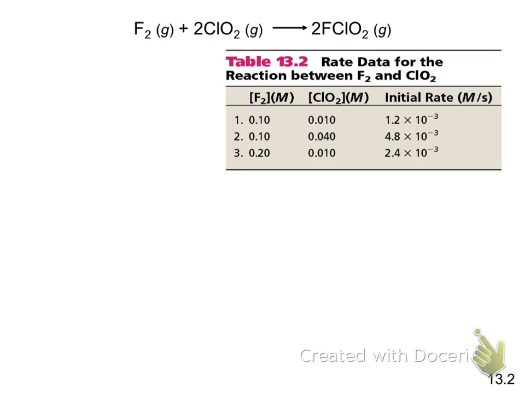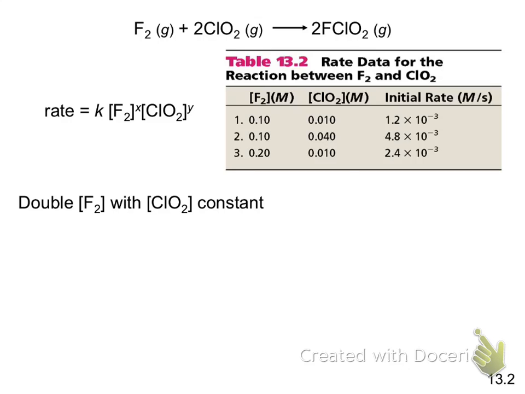Let's do an example to highlight the method of initial rates now. All right, so we've got this equation. We've got ClO2 plus some fluorine gas to make the product on the right side of the yield arrow. We can probably, I think we're comfortable writing this as our general rate equation. Rate equals some constant k times the concentration of fluorine raised to the x power, ClO2 raised to the y power. The question is obviously going to be, well, what is x and what is y?